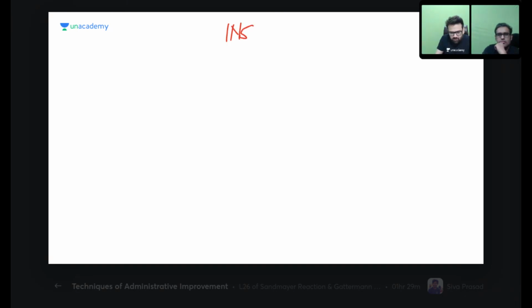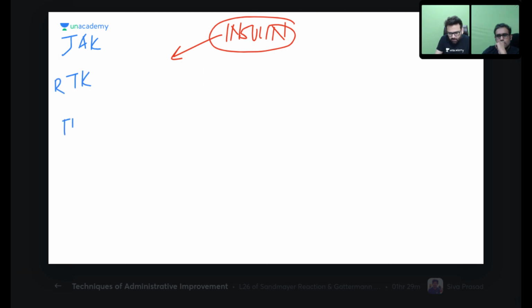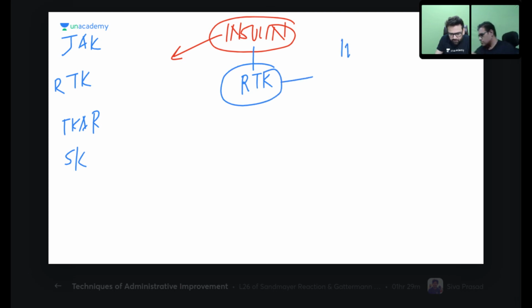So what is the receptor on which insulin is acting? Is it JAK-STAT? Is it tyrosine kinase receptor? Is it tyrosine kinase associated receptor? Or is it serine kinase? What is the answer? Yes, it is tyrosine kinase. This receptor, very good, receptor tyrosine kinase. So just remember, receptor tyrosine kinase is not only for insulin, but it is for all. I told you so many times it is for all growth factors except what?